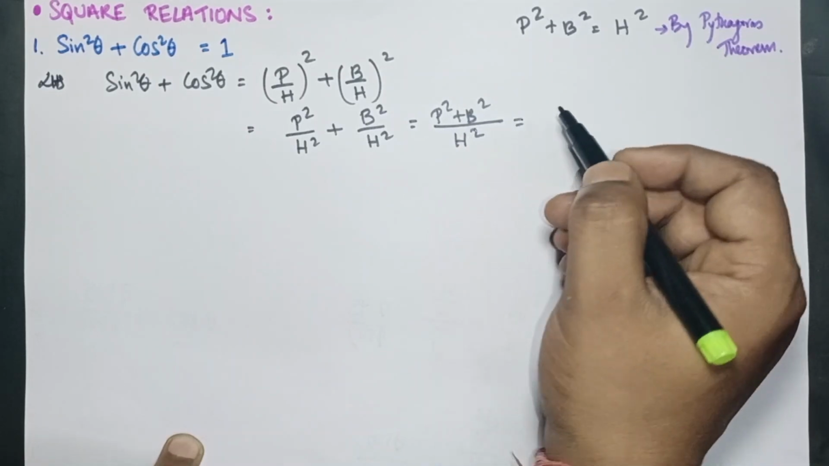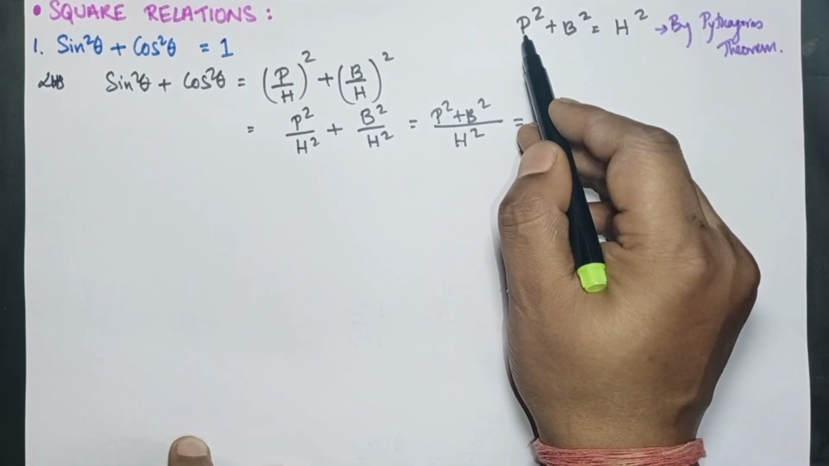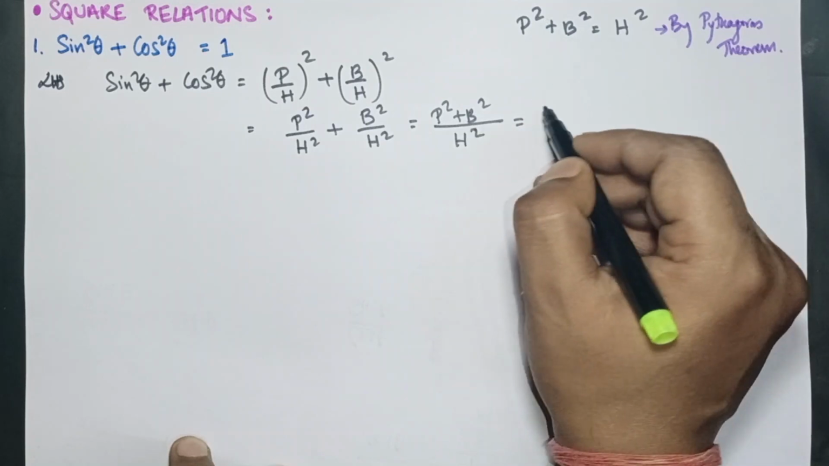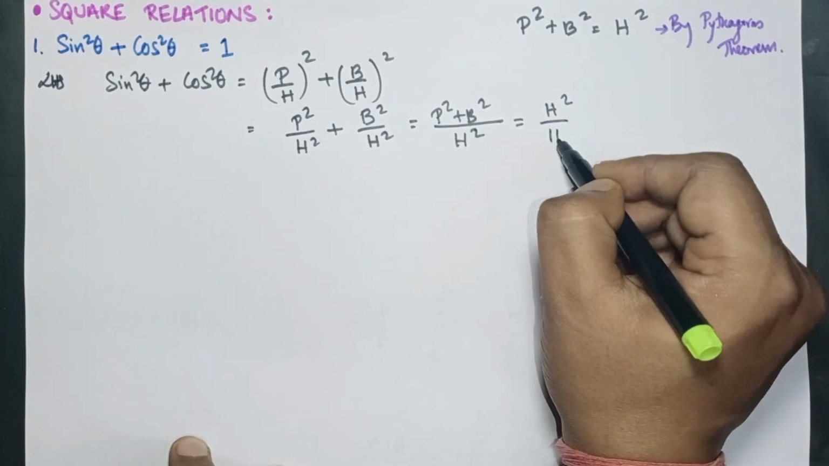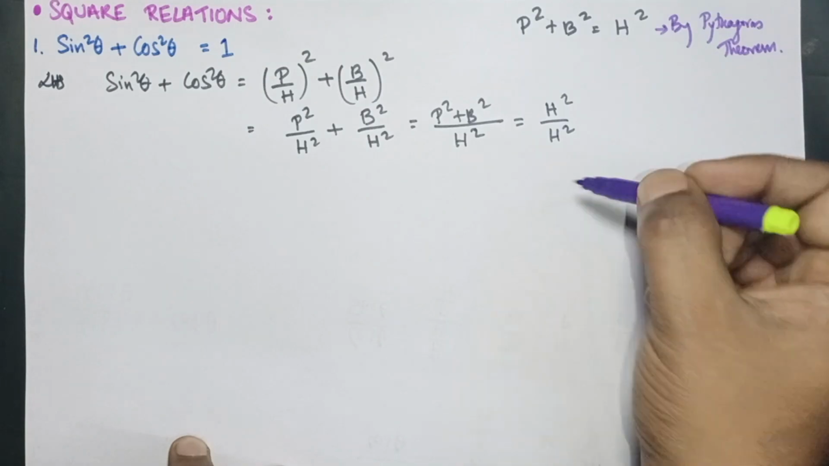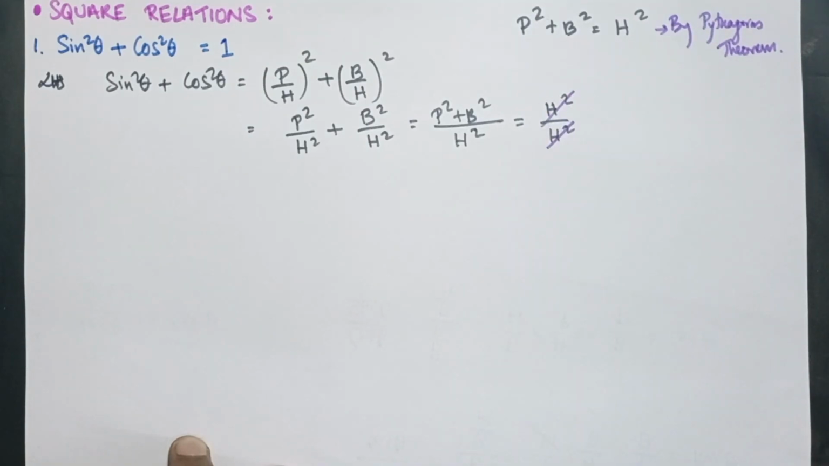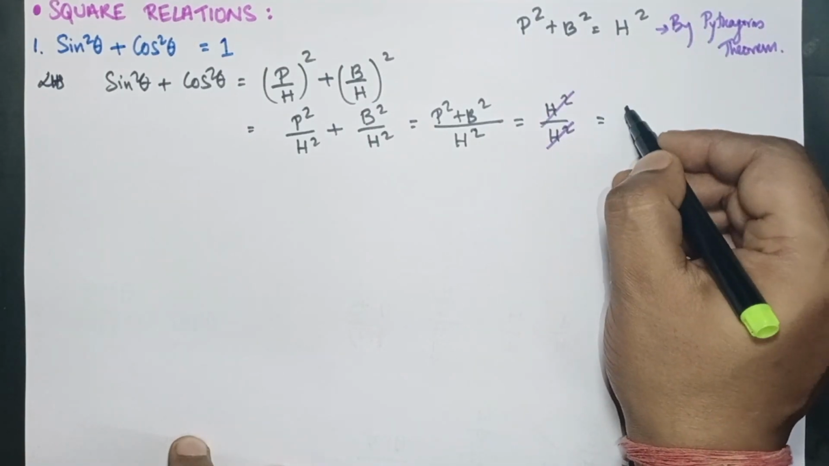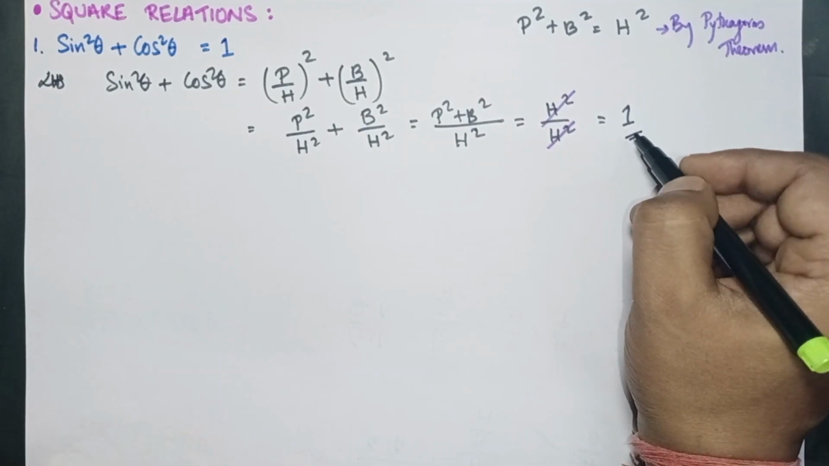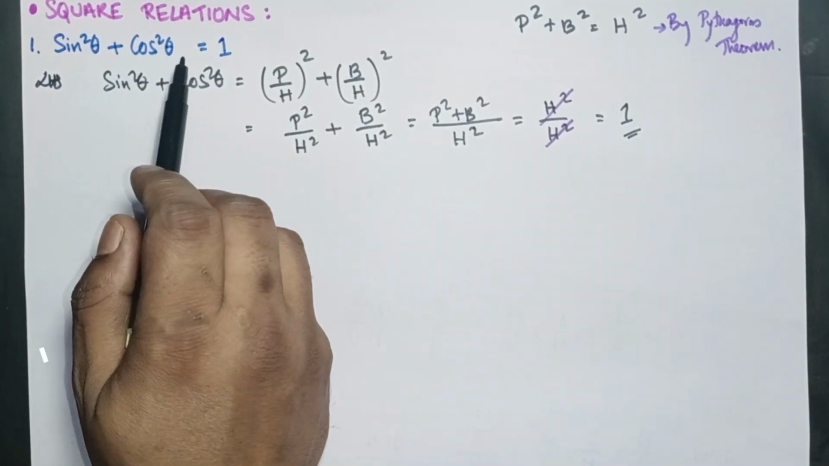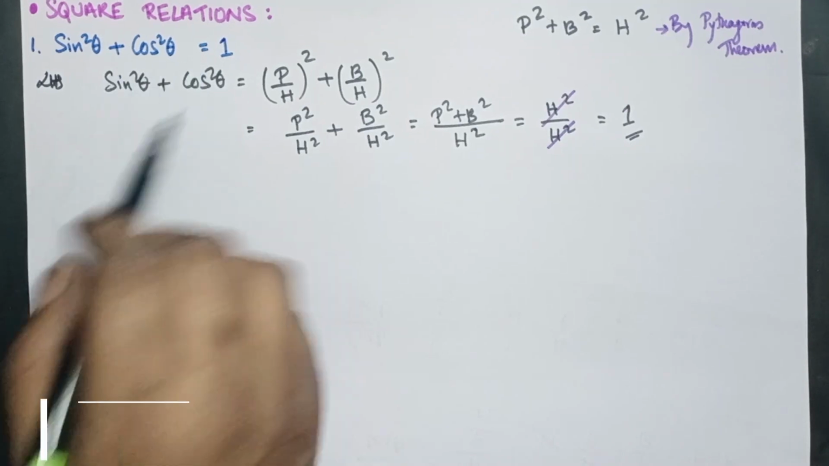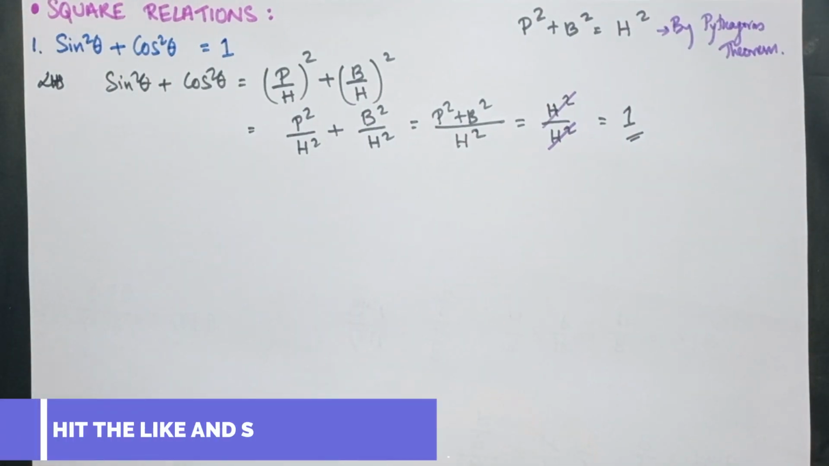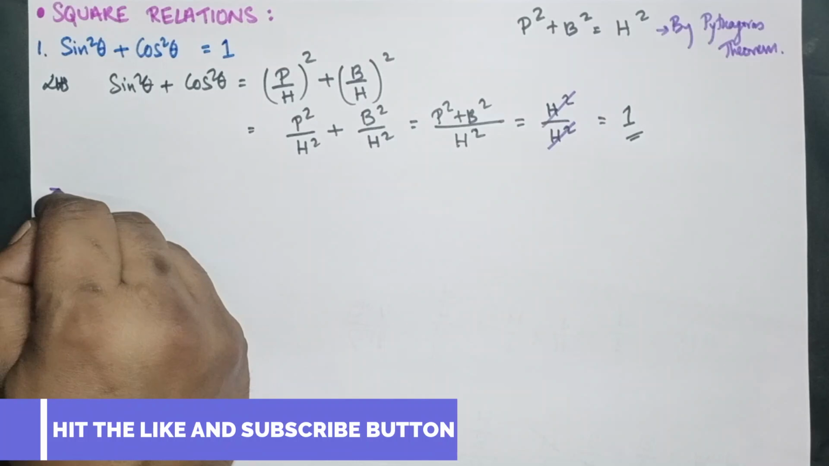Now as you know by Pythagoras theorem, p square plus b square is nothing but h square. So I can write h square upon h square. This h square gets cancelled. So what did I get finally? I got the answer 1. So this is your number one relation: sine square theta plus cos square theta equals 1. By this formula you can form many formulas.